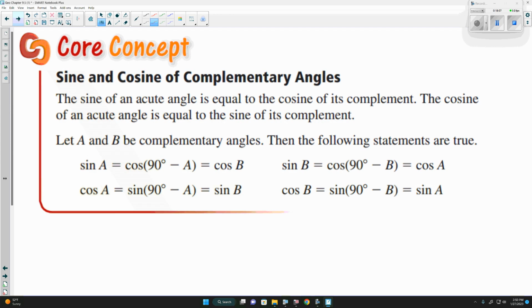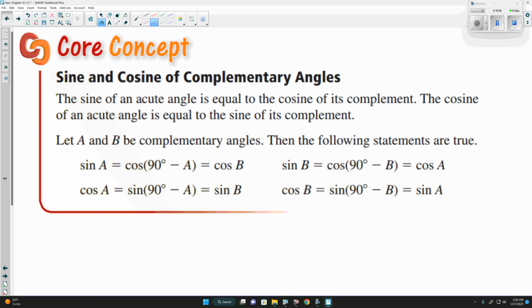Sine and cosine of complementary angles. Let the sine of an acute angle be equal to the cosine of its complement. The cosine of an acute angle is equal to the sine of its complement. Let A and B be complementary angles, then the following is true: sine of A is equal to cosine of 90 minus A. Well, let's look back at what we had. So really what this is saying is that if we have one angle, the other is true.